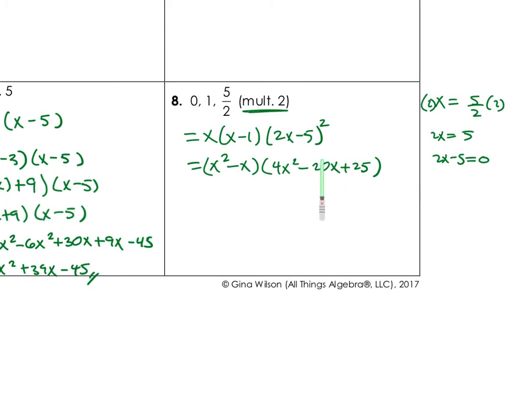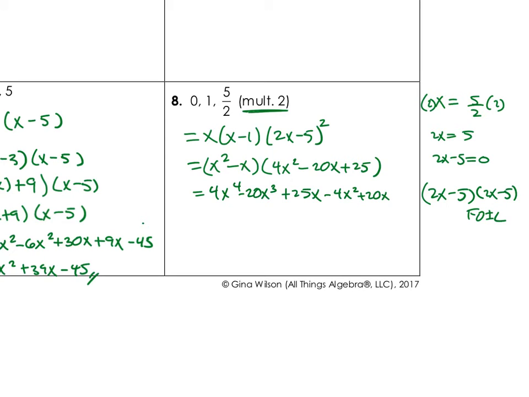Again, if you don't remember doing it like that, you can just write 2x minus 5 times 2x minus 5 and just FOIL right there. Okay, so then I'm going to distribute this parenthesis. So I have 4x to the fourth minus 20x cubed plus 25x. Then I have minus 4x squared plus 20x, or actually, it's x cubed, right? So it's negative x times 4x squared, right? Negative x times negative 20, and then 25x, right?